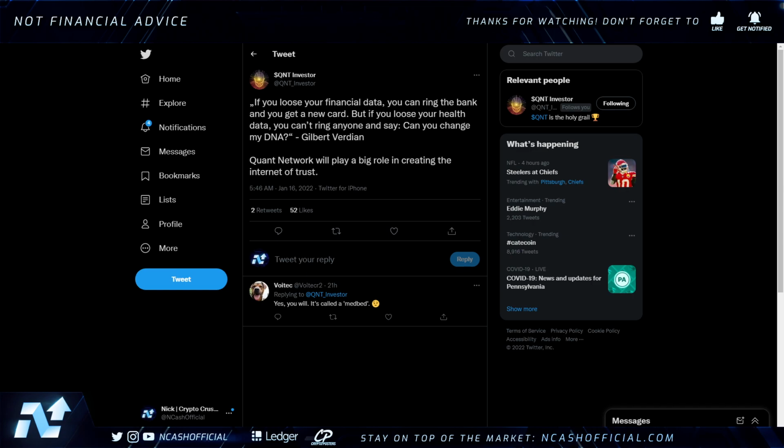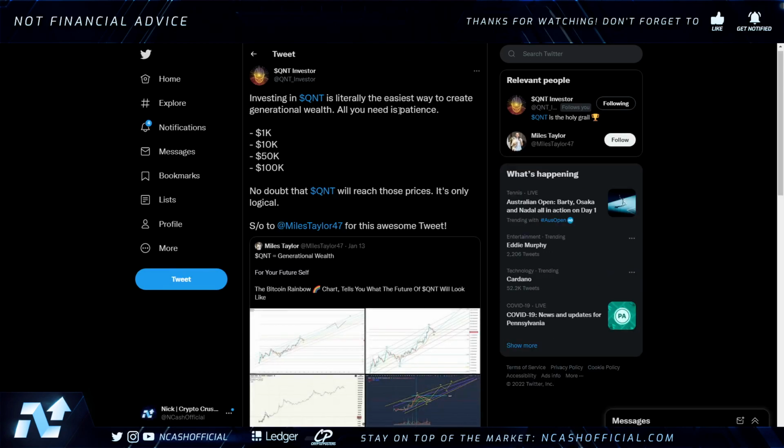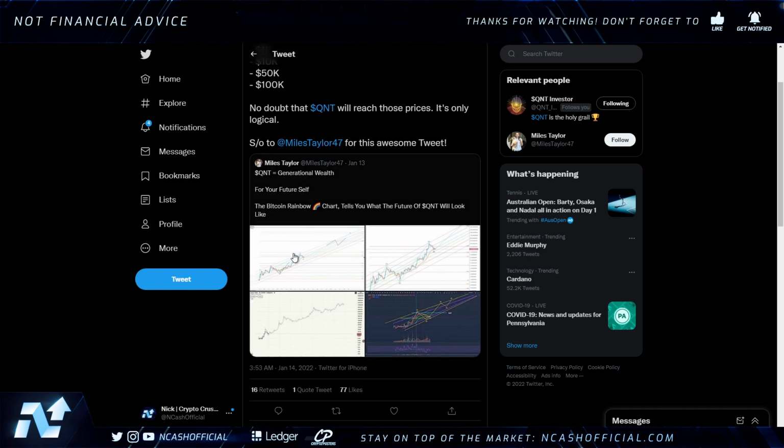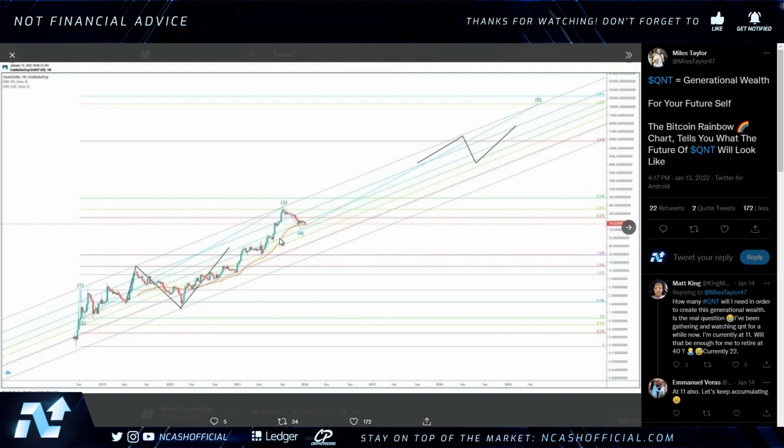So when we're talking about QNT and interoperability, I honestly think it is an unstoppable force to be reckoned with. We even see here, investing in QNT is literally the easiest way to create generational wealth. All you need is patience. 1K, 10K, 50K, 100K. No doubt that QNT will reach those prices. It's only logical. And of course, Miles Taylor here, we do see here, we have a chart of QNT.